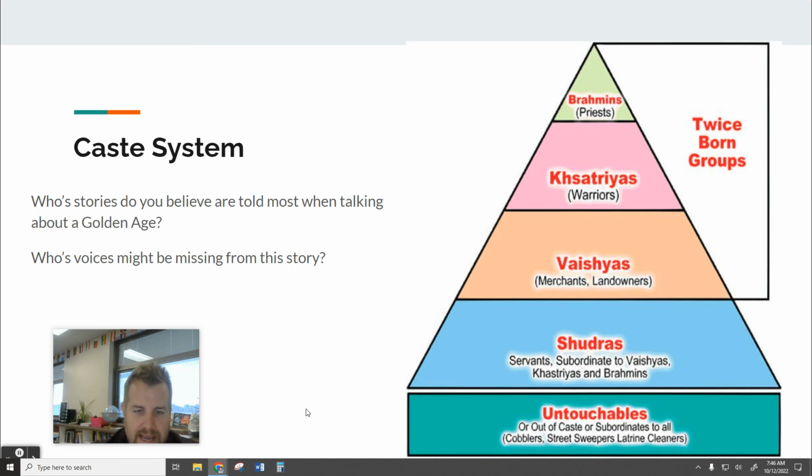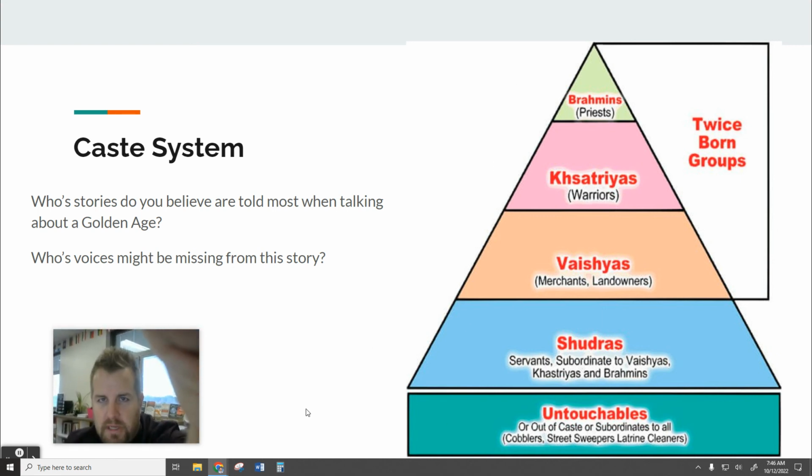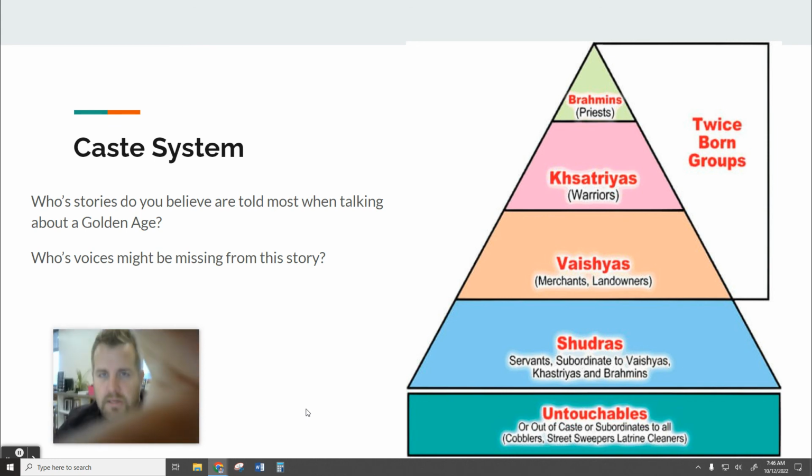And so within this caste system here, sorry, my camera's falling down a little bit. Apparently I'm hitting things too much.